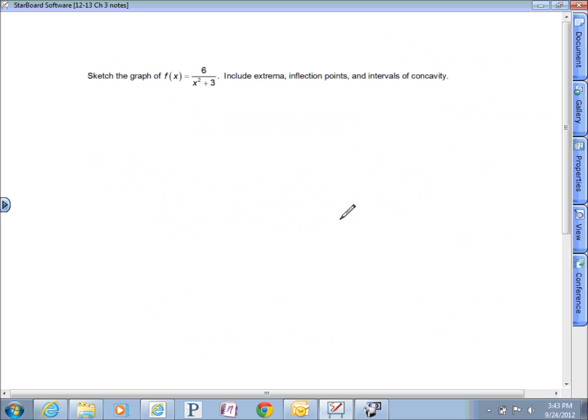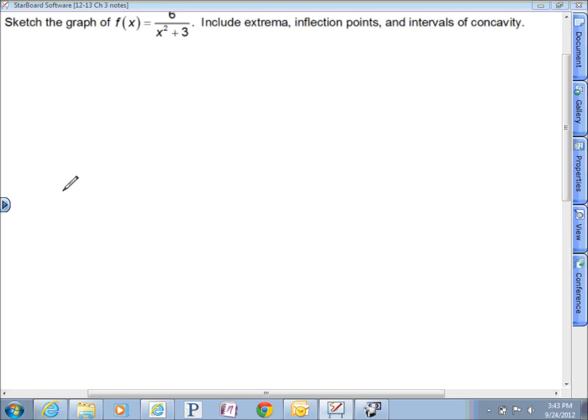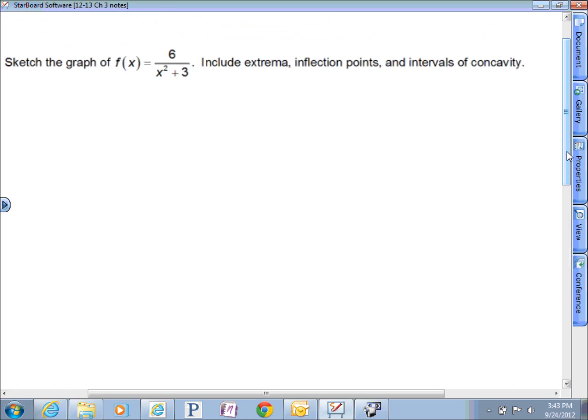So here's an example, my function. Sketch this graph including all your extrema, inflection points and intervals of concavity. Let's make this a little bit bigger so that I have some space to work. First thing we should do, let's rewrite this function. How about if we call it 6 times the quantity x squared plus 3 to the negative first? The reason I'm doing that is because I know I'm about to take a first derivative, and I'm also going to be taking the second derivative, and neither one of them is going to be as pleasant if I have to do quotient rule.